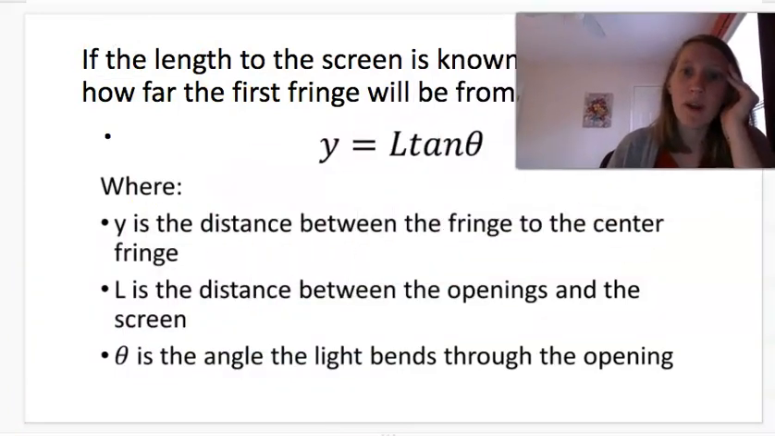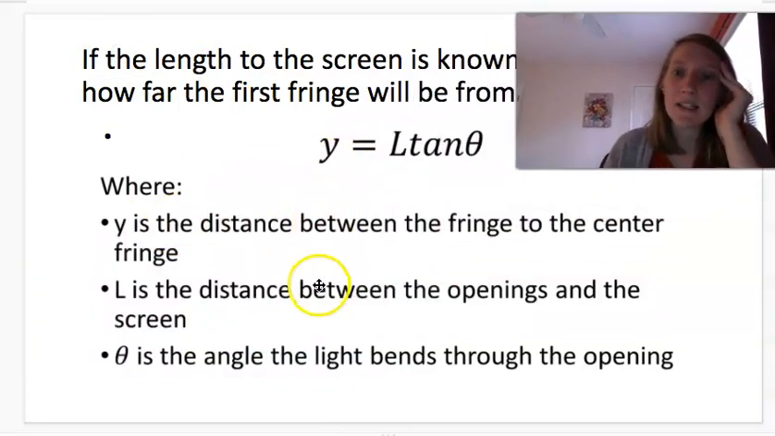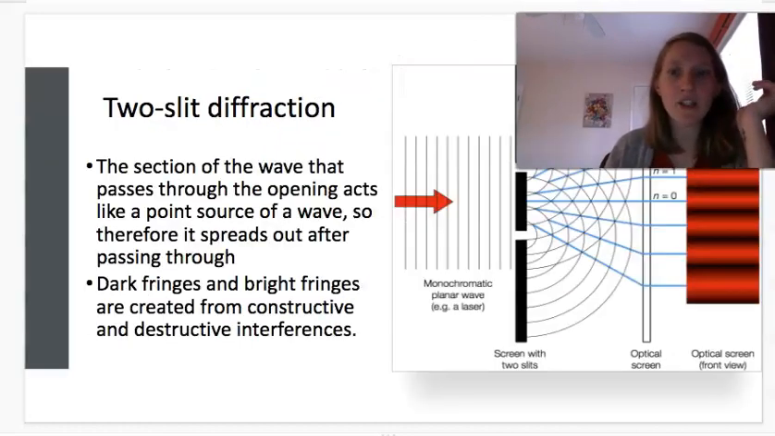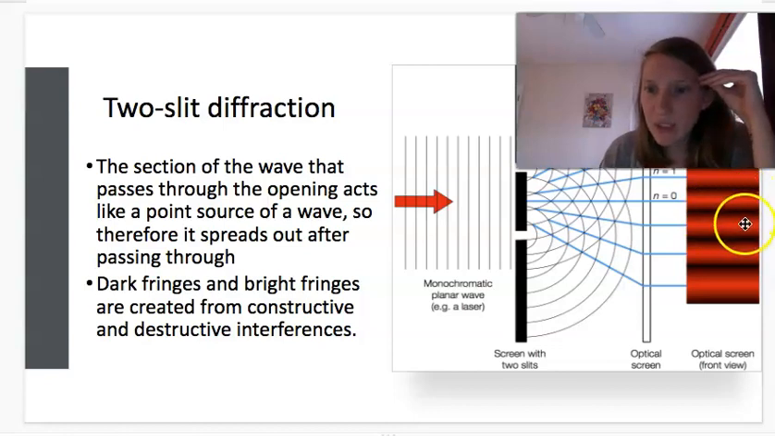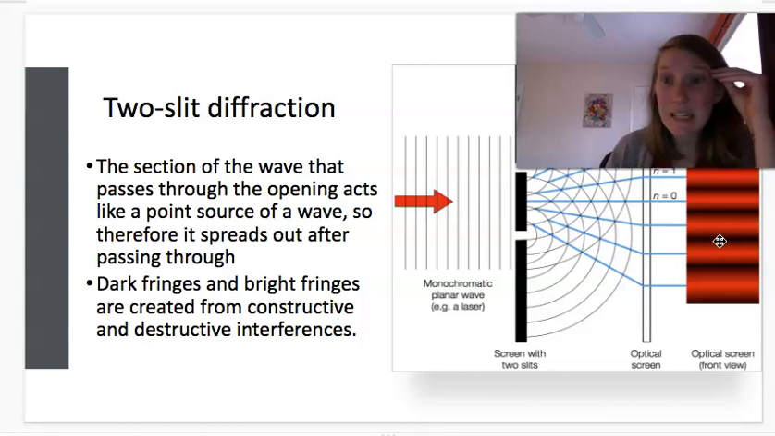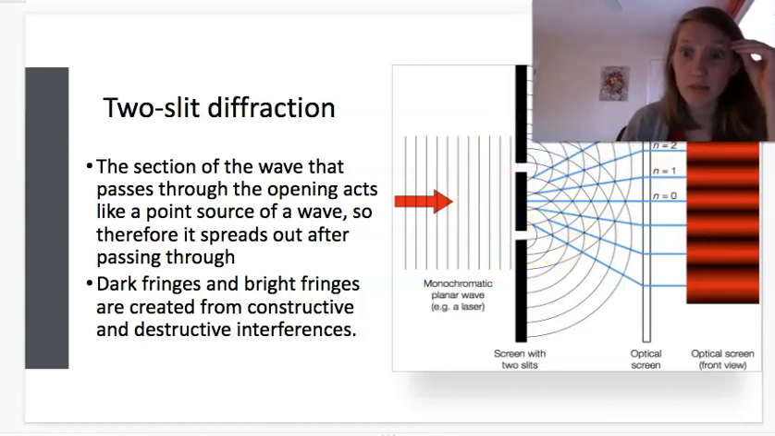theta, where y is the distance between the fringe and the center fringe. So this is a different distance. Y is talking about the actual distance between these, your pattern. D, as in dog, is talking about this.